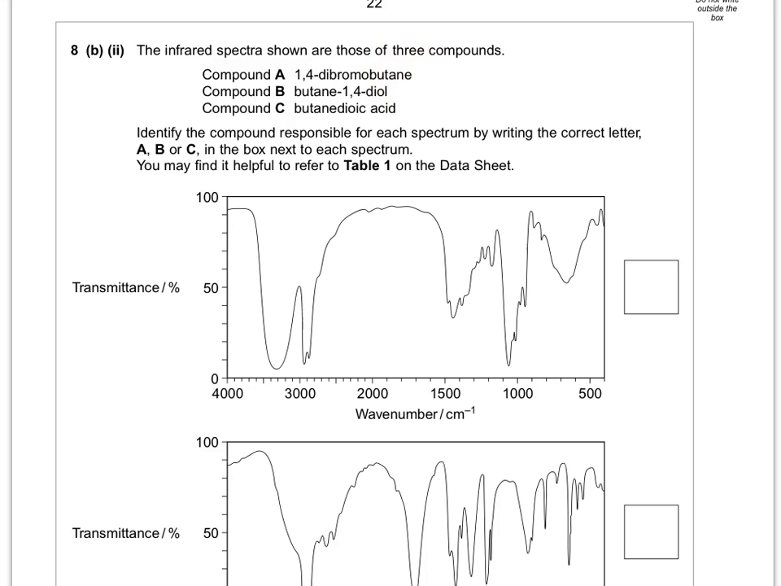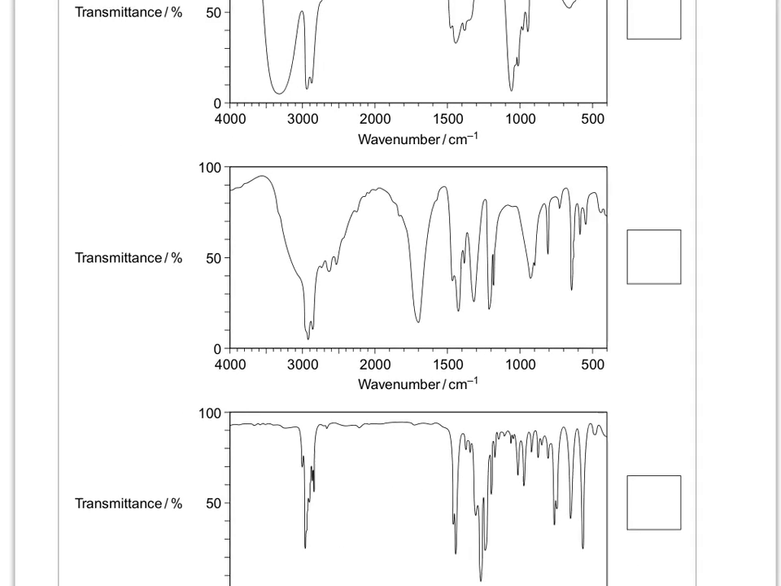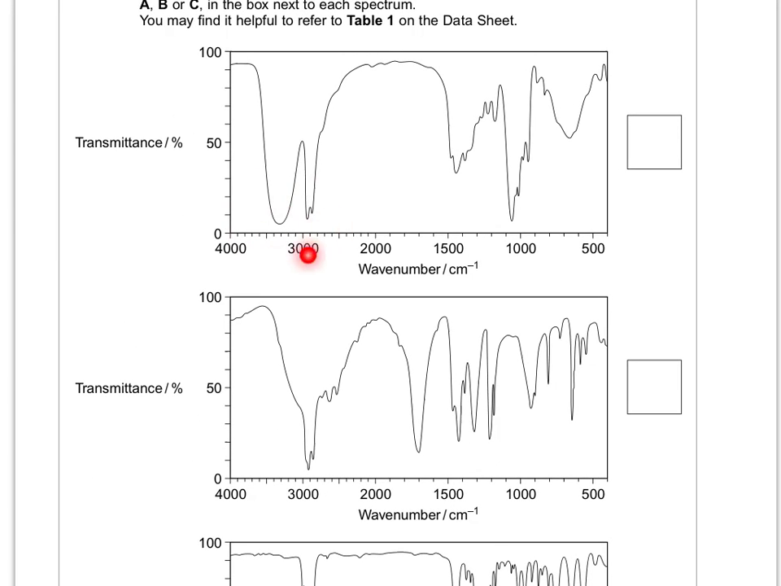Butane-1,4-diol is an alcohol. So you're going to have an alcohol OH, and butanedioic acid is a carboxylic acid. So you're going to have an acidic OH, but also a C double bond O peak. So let's first look for the alcohol OH peak. That comes at about 3,300 if you look in your data table, and is quite rounded. And if you look down these three spectra, you'll see that is this one here. You see that's at 3,300, and this is a very characteristic look to an OH peak. So that one is your second one, so that's B.